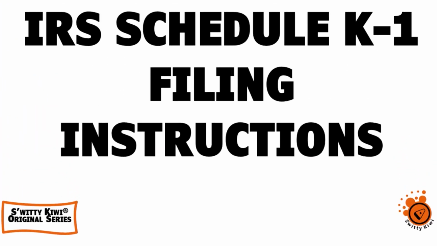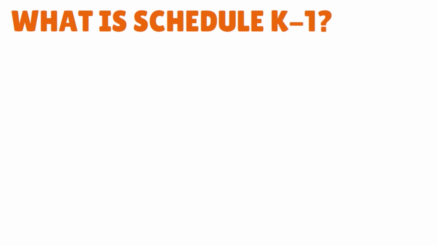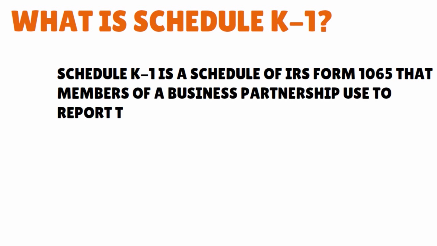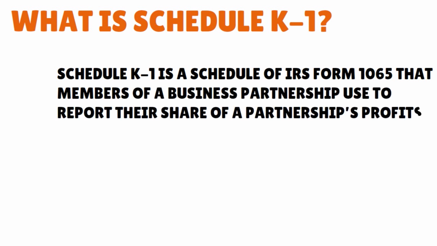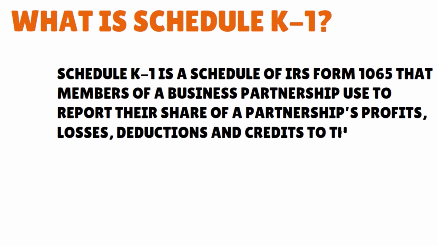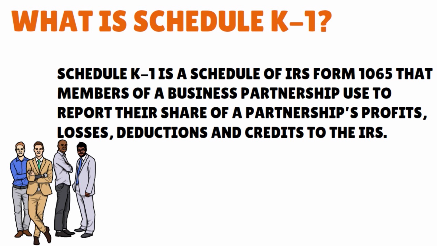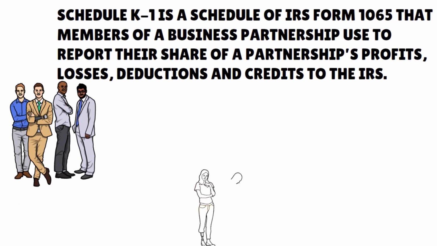Today's conversation will revolve around Schedule K-1. What is it? What is Schedule K-1? Let's just talk about it first. Schedule K-1 is a schedule of IRS Form 1065 or 1120S. We also have Schedule K-1 of Form 1041, but we're not talking about that here. Schedule K-1 is a schedule of IRS Form 1065 or 1120S that members of a business partnership or an S corporation use to report their share of a partnership's profits, losses, deductions, and credits to the IRS.